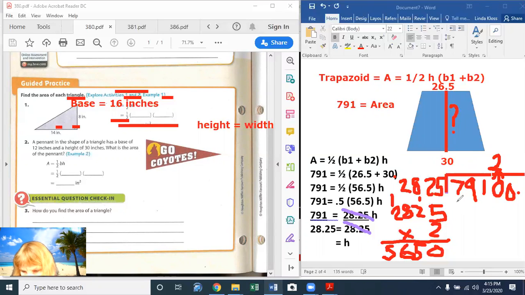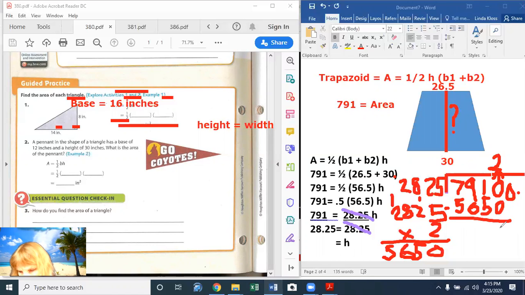2,825 times 2 gives me 5,650. Just like that. And now I subtract.